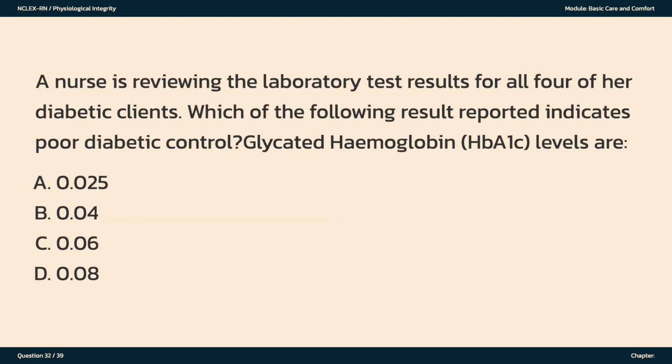A nurse is reviewing the laboratory test results for all 4 of her diabetic clients. Which of the following results reported indicates poor diabetic control? Glycated hemoglobin, the A1C, levels are: A. 0.025, B. 0.04, C. 0.06, D. 0.08.